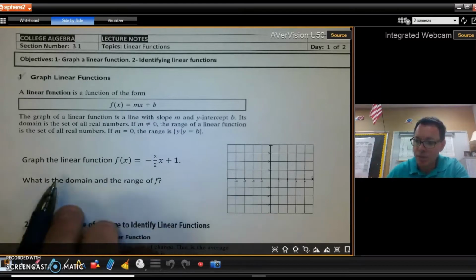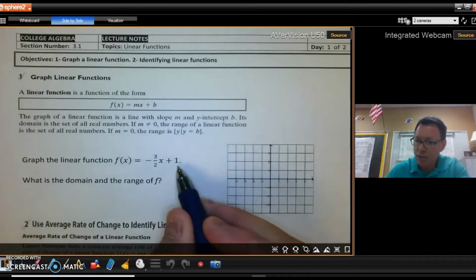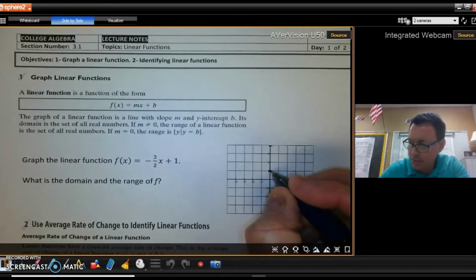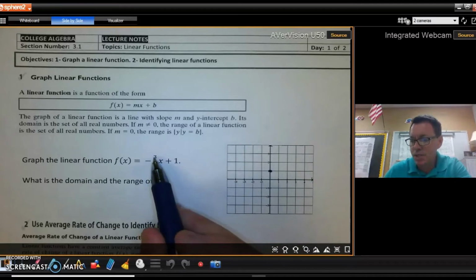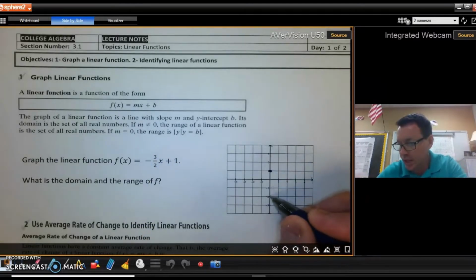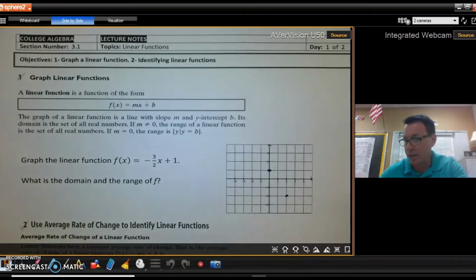Okay. So for example, this function could be graphed. I would start with the y-intercept plus 1. And then the slope is -3/2, which means this graph is going down 3 units for every 2 units that it goes over. So 1, 2, 3. Then I'm going to go right 2. And then I'm just going to connect those 2 points that I've created.